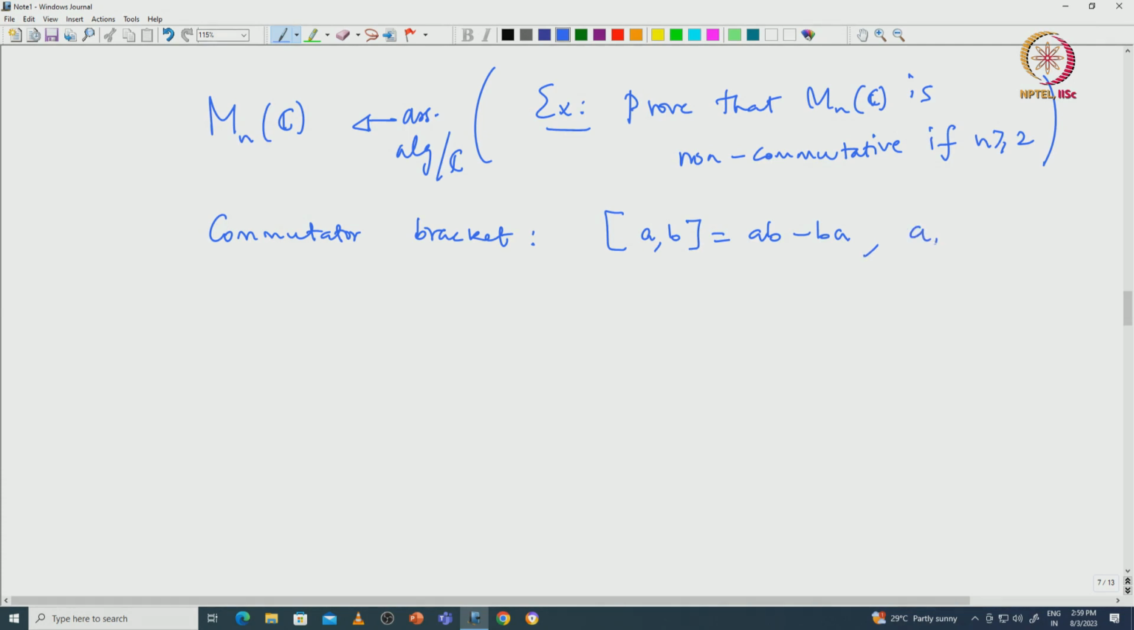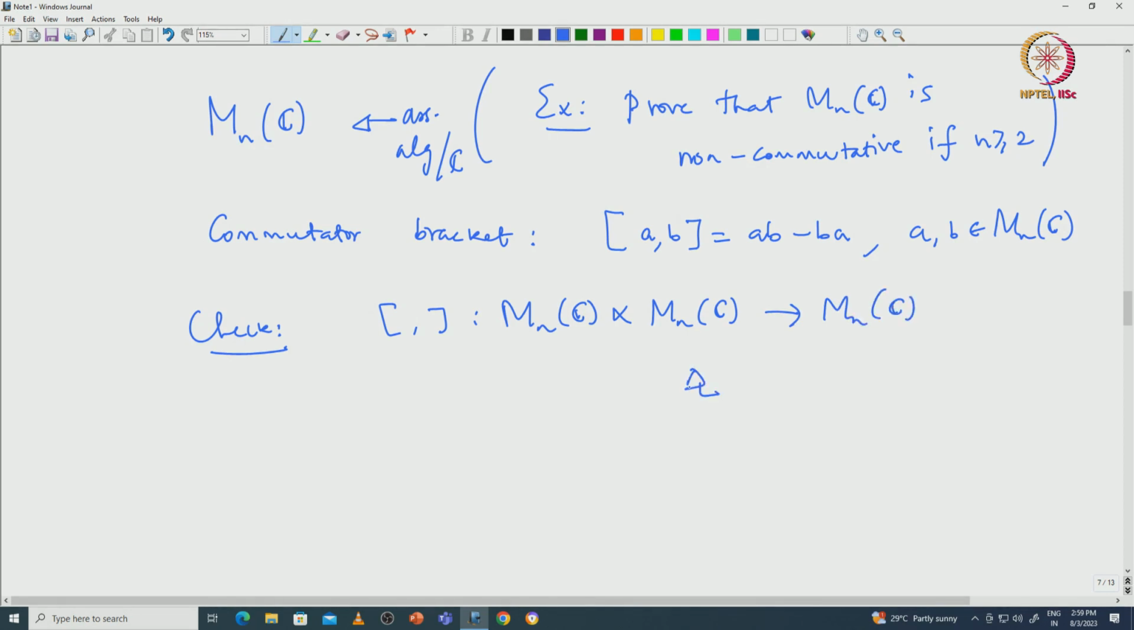Okay. So, this is defined for all a, b in Mn of C, and it is easy to see it is a bilinear map from Mn of C cross Mn of C to Mn of C. There is no issue with that. I will leave it as an exercise. So, just check that the bracket we defined using the above formula is actually a bilinear map over the complex numbers.